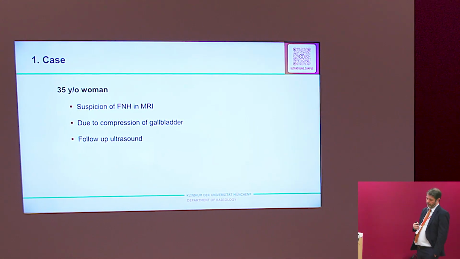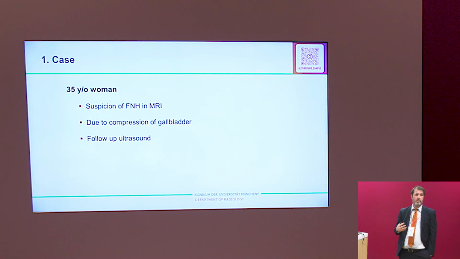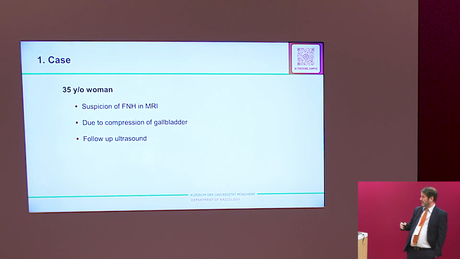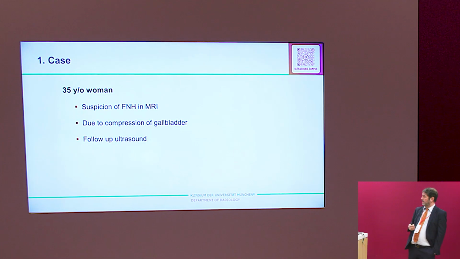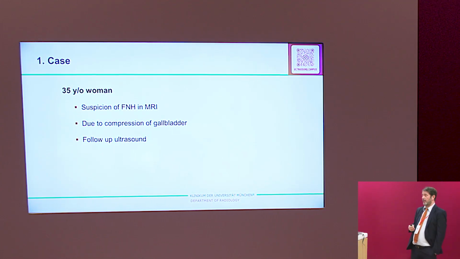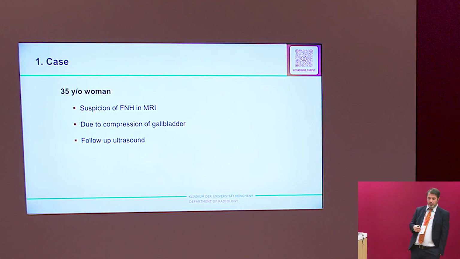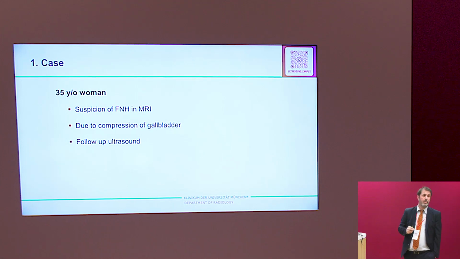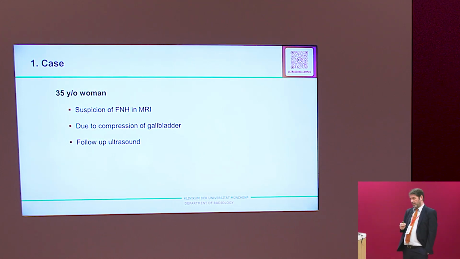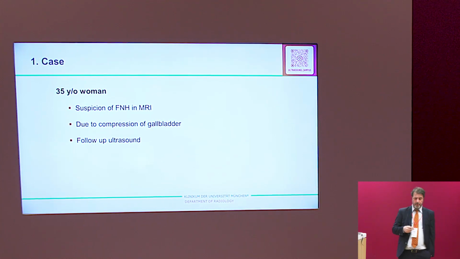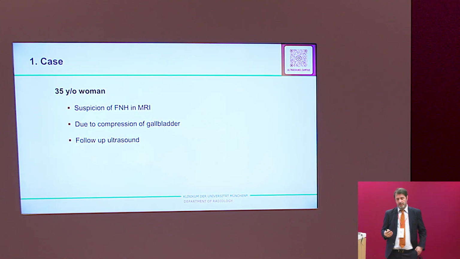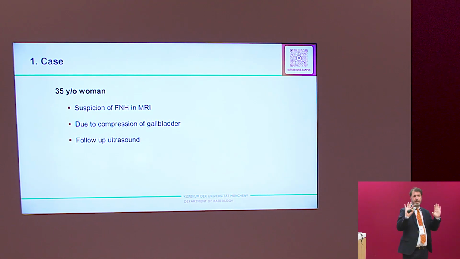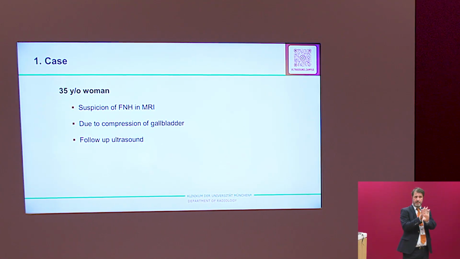Now, I would like to share a couple of cases where we can discuss the advantages. So you see this is a young woman. This patient has suspicion of an FNH in the MRI, but due to the fact that this lesion compressed the gallbladder, ultrasound was recommended. The problem with ultrasound is it's very personalized. So sometimes you have a problem to say, are you sure that you really cover the correct lesion, or where are you? But if you use a fusion tool, you get the landmarks from CT directly side by side.